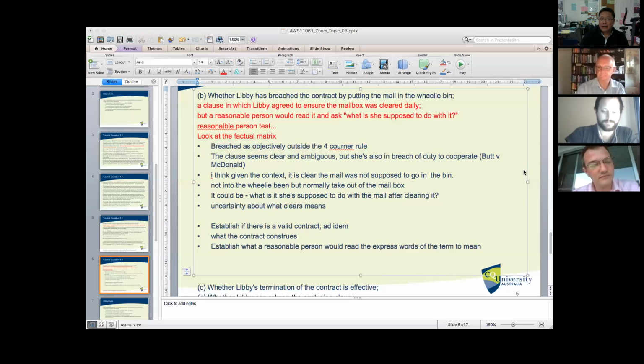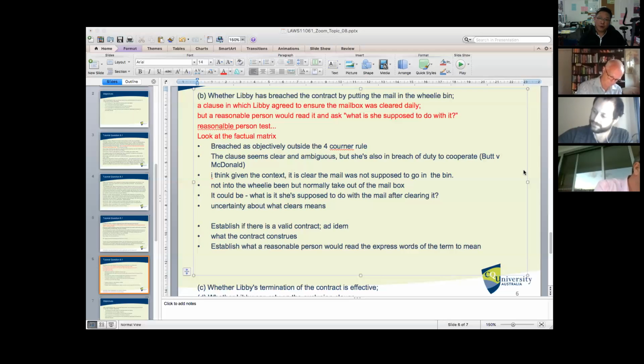Okay, that's good. So you'll notice the duty to cooperate is actually quite similar to the idea pointed out by the High Court in Australian Broadcasting Commission versus Australasian Performing Right Association, that when there is a contractual provision that seems to be vague and is susceptible to two or more constructions, then that construction which is non-capricious and reasonable should be that which is preferred. And so in this situation, it would be unlikely for a reasonable person put in the same position as the parties to argue that it was open to them to just throw the mail in the wheelie bin.